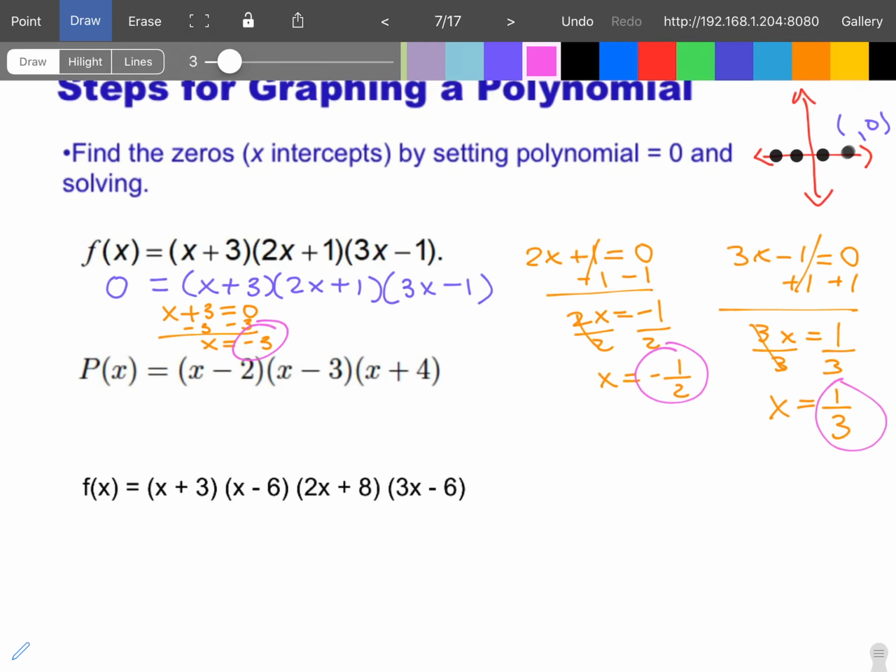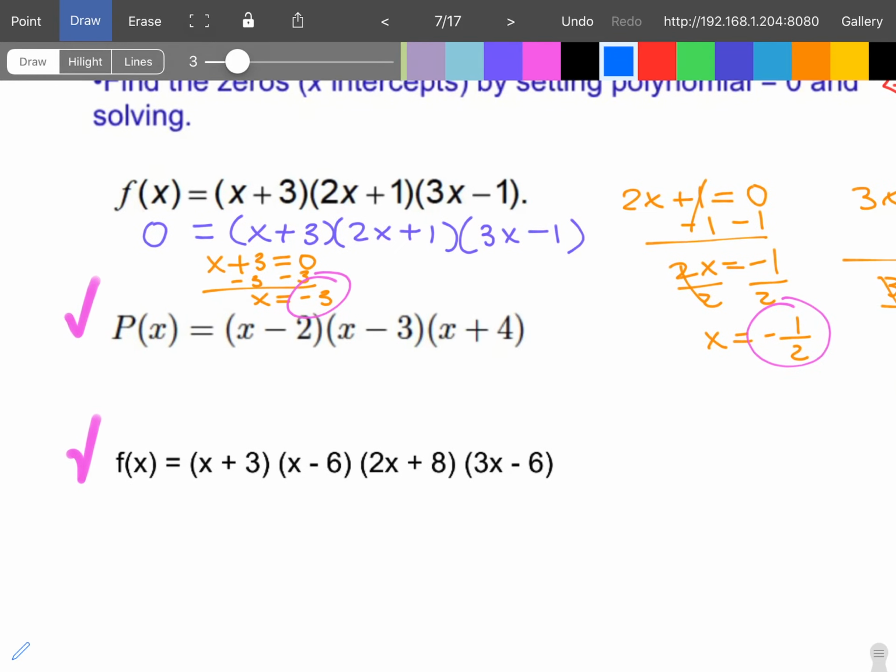So if you want to pause this for a moment, and if you would, go ahead and try p of x and f of x and see if you can find the x-intercepts, and then start this back up so that you can practice. Okay, so let's see what you came up with.